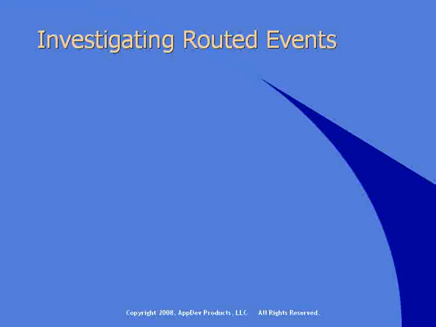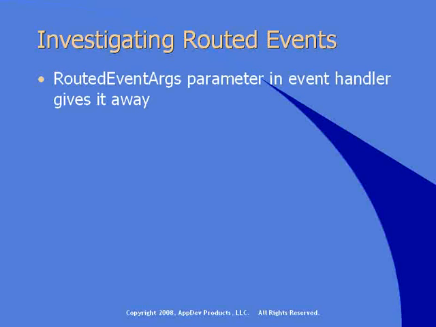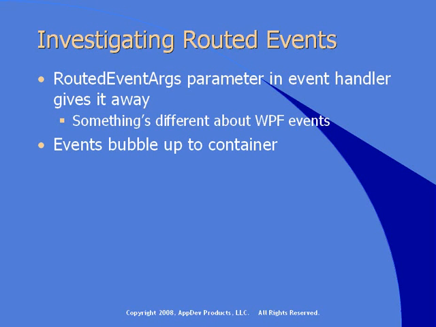Although it seems like events in WPF work the same as events in Windows Forms, they don't. One thing that gives it away is the parameter in the event handler. The second parameter is not a standard event args object, it's a routed event args object. What this indicates is there's something different about WPF events. The deal is, events can bubble up to the container of any control, which means you can have the event handled at any level. If you have a button that's within a grid cell, that's within a grid, that's within another grid, you can handle that click event at the control, at the cell, at the grid, at the parent grid, or at the window level.